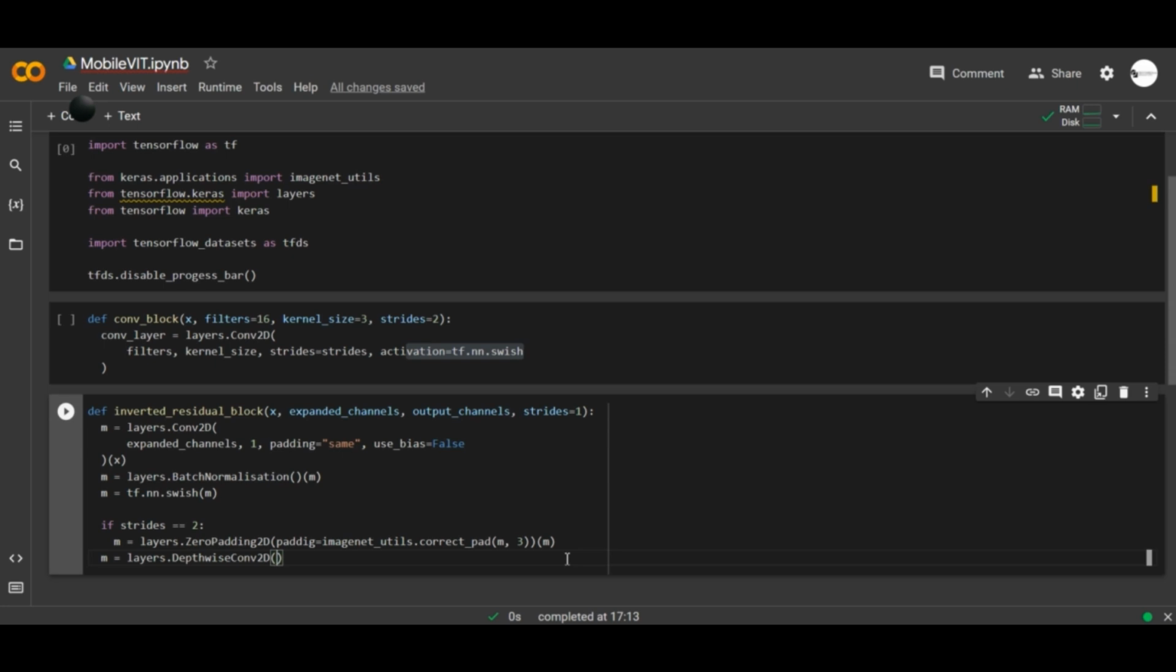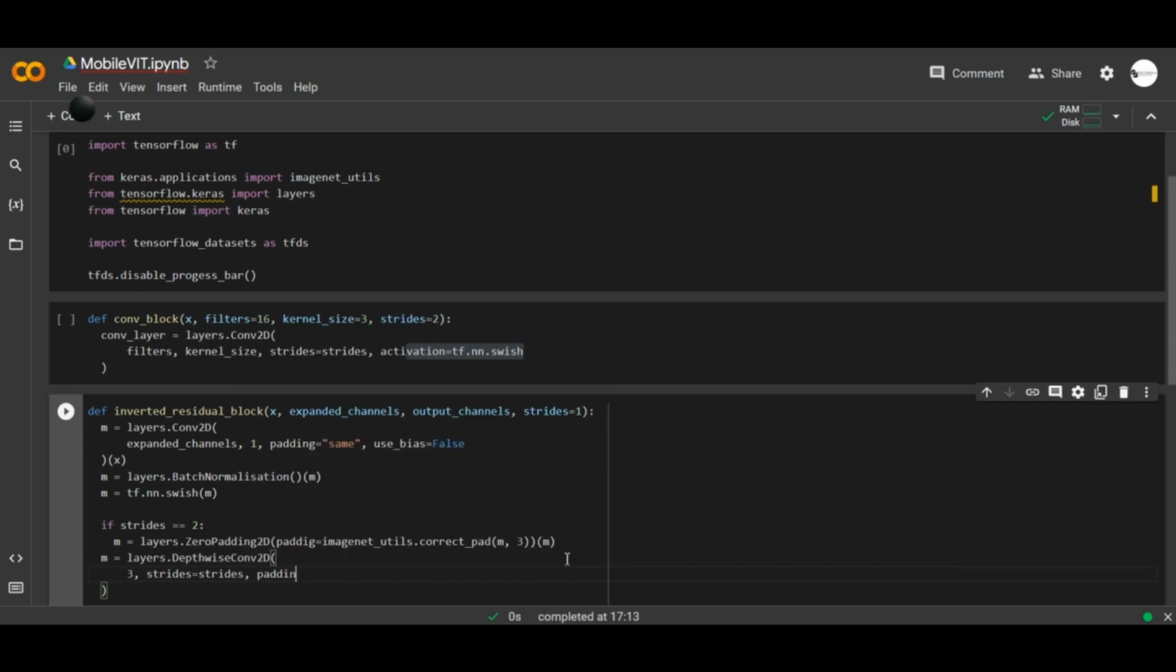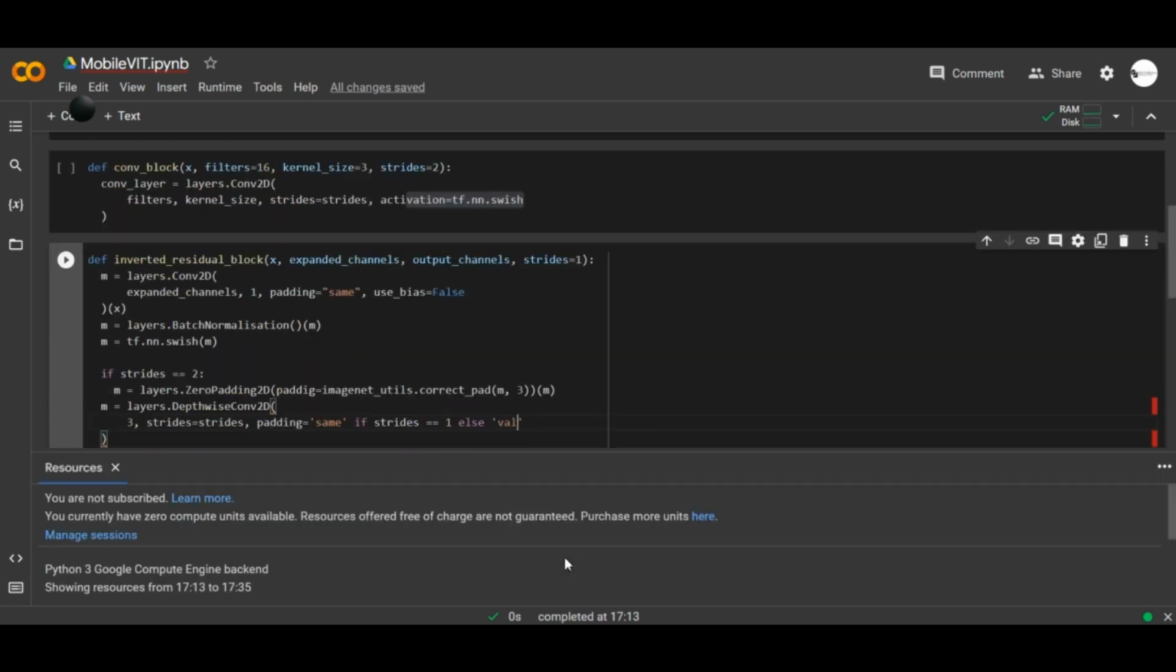Then with this, because it's depthwise, we have k by 1, we focus more on the spatial. Okay, so we have here 3, then we have strides equals to strides, then we have padding equals to same if strides equals to 1, else we have valid, like so.